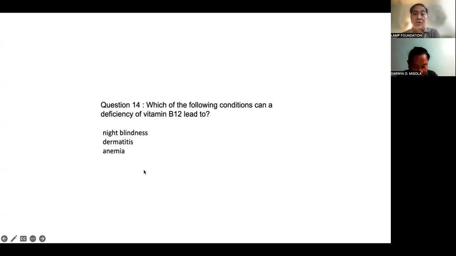Which of the following conditions can a deficiency of vitamin B12 lead to? Anemia. Night blindness or nyctalopia is a condition that can be caused by a deficiency of Vitamin A.